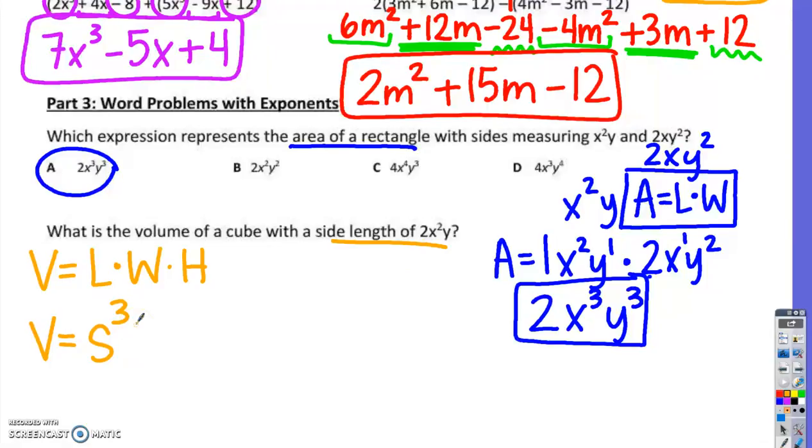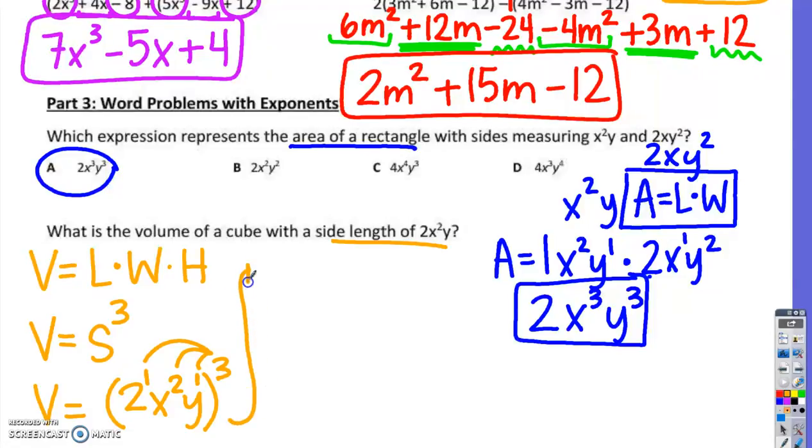So another formula that we sometimes use for the volume of a cube is volume equals side cubed, which makes sense, because we're just multiplying the same side length 3 times. Let's see what that looks like. That gives us volume equals 2x squared y, all raised to the 3rd power. Don't forget to put this in parentheses. Now we're working with the power to a power rule. Fill in your 1's if you need them.